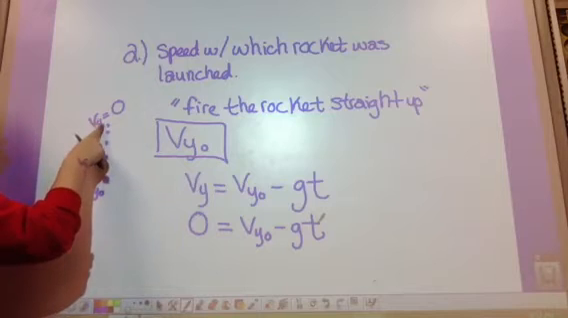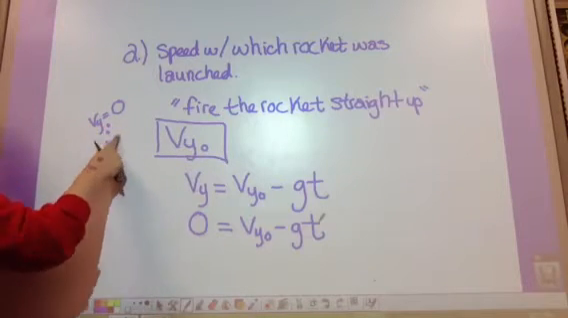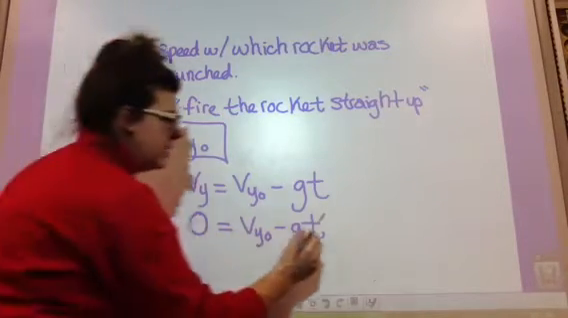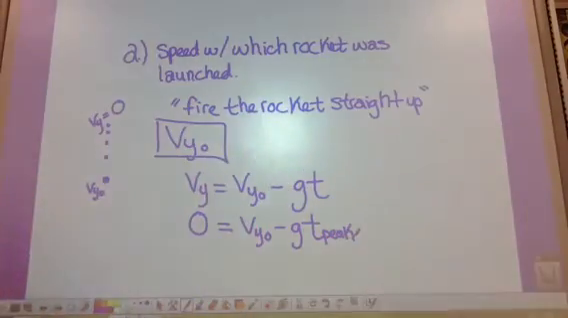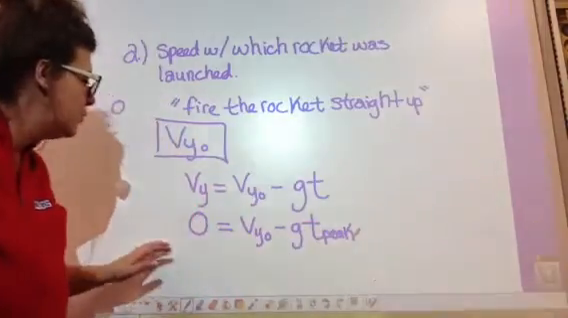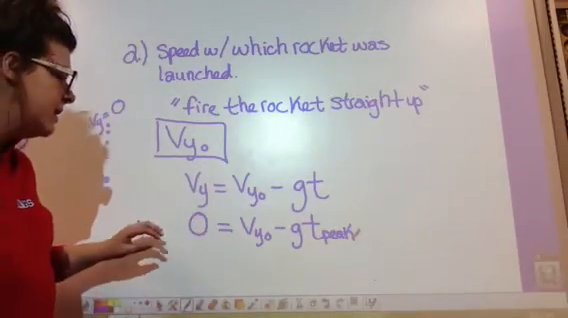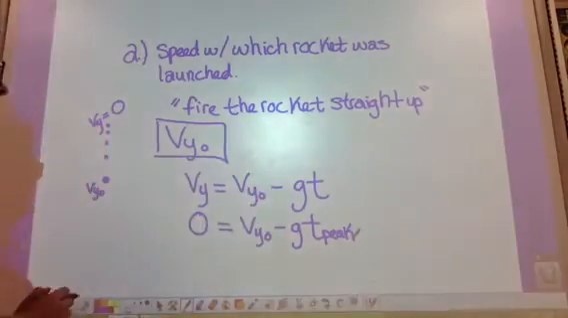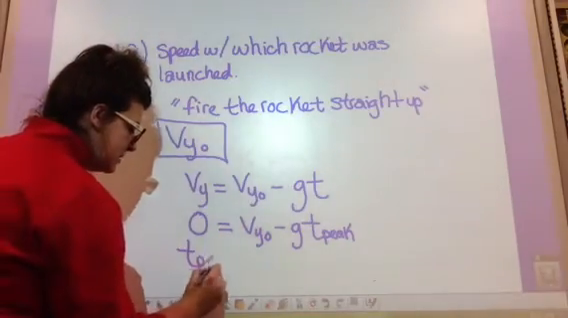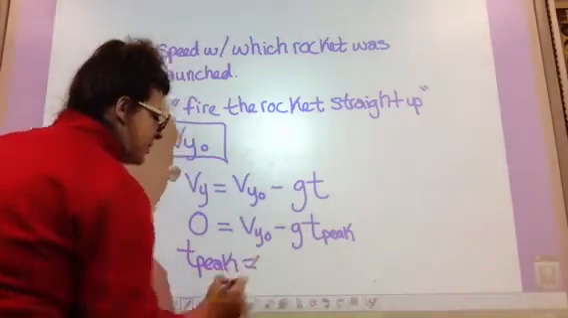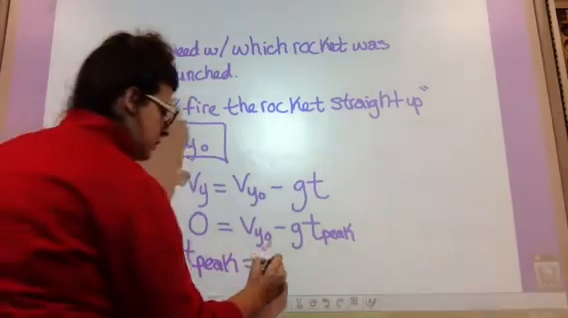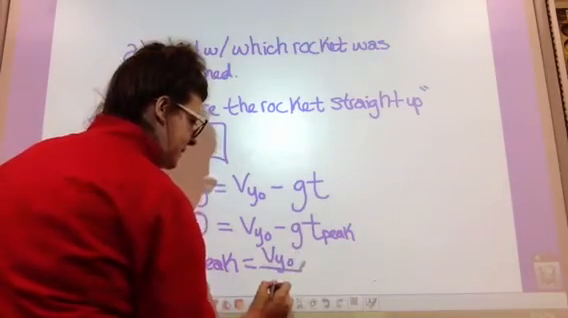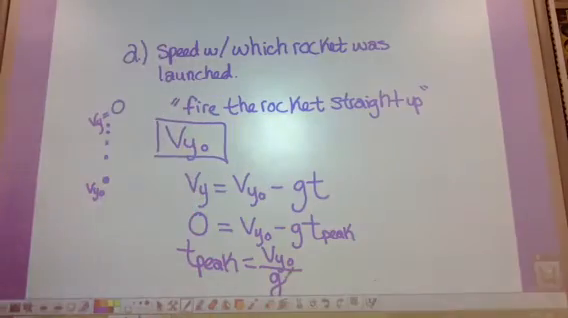I only went to the peak. I want to know what the entire thing is, like when it comes back down. So I actually want to call this time t peak. And let's rearrange this where we're actually going to say that the peak time equals whatever variables I have. So the peak time, if I rearrange for time, I would get my initial velocity in the y direction over gravity.